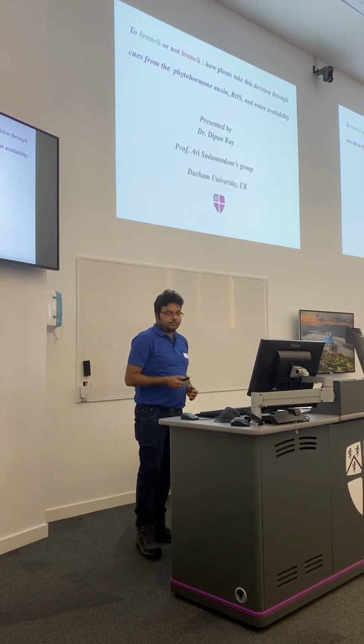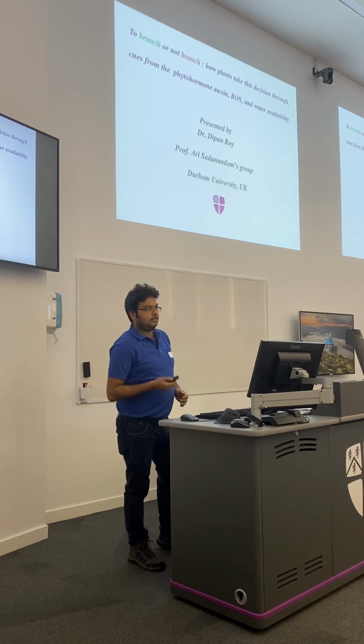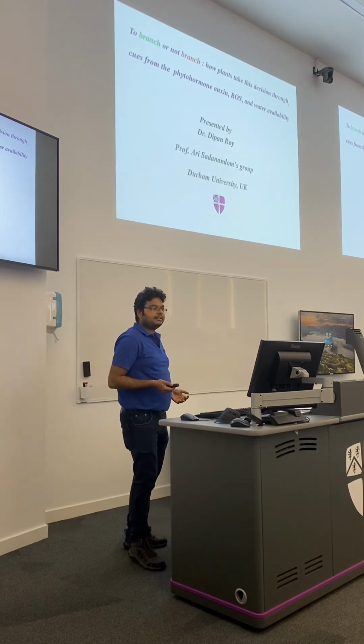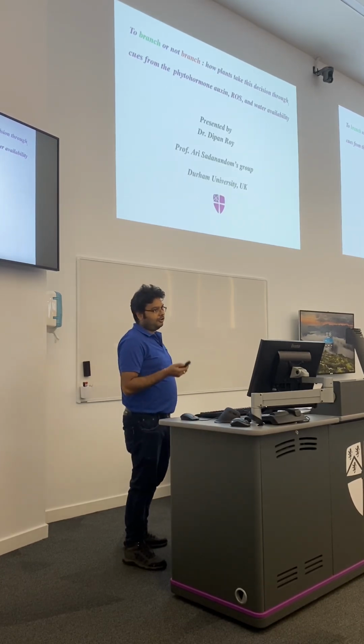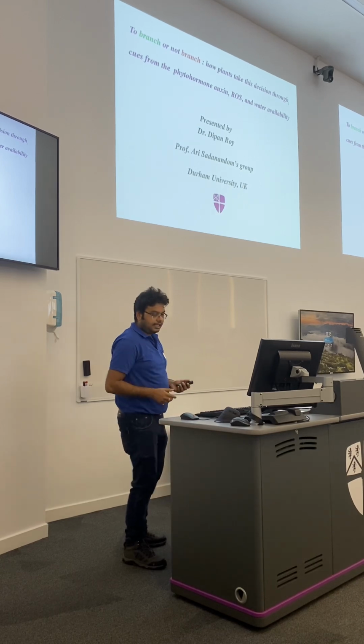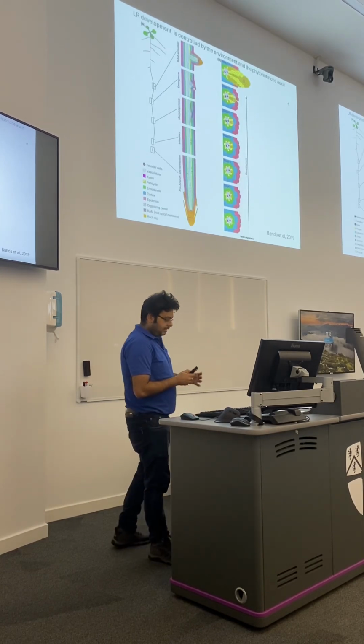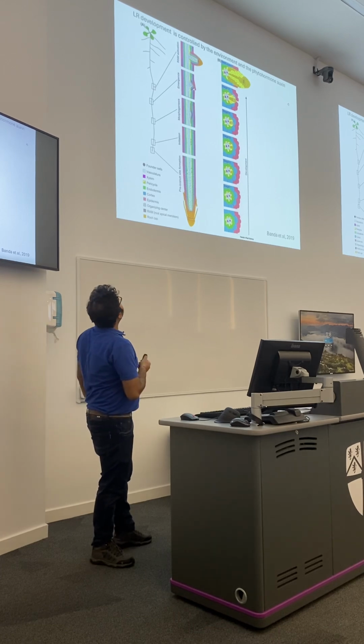As this title suggests, to branch or not to branch: how plants take this decision through cues from the phytohormone auxin, ROS and water level. By branching, we mean this integrated process of lateral root development.